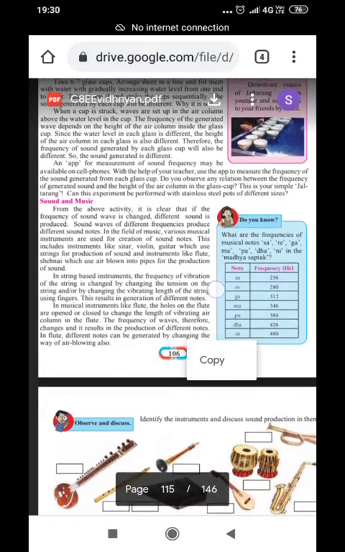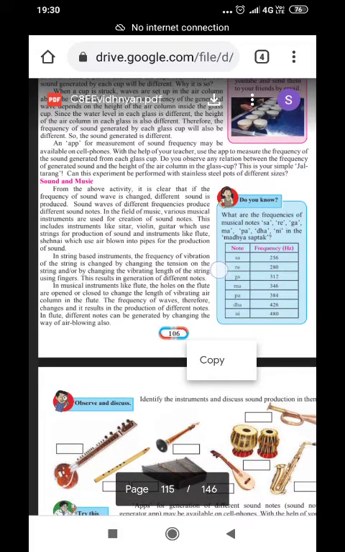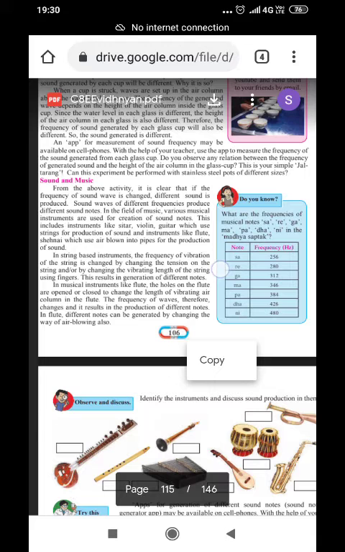The frequency of a tuning fork is decided by the dimensions of the prongs, their length, thickness, and the material used for making the fork.